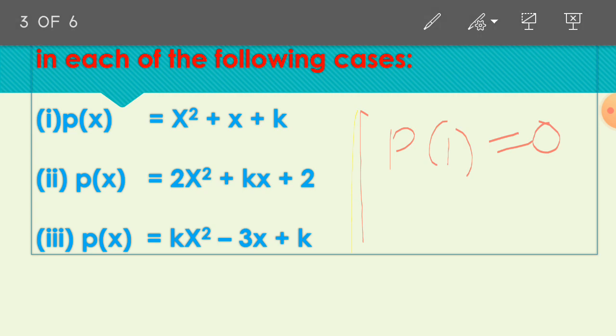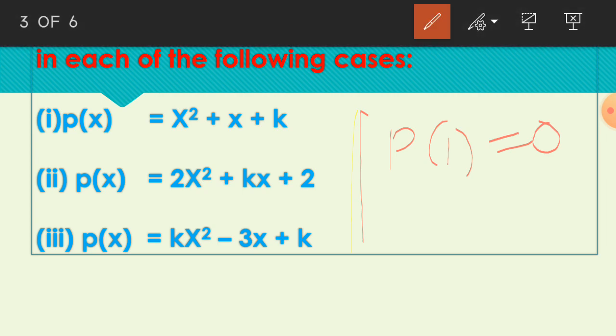So we have to check the symbol. If x minus 1, then p of 1, because here it is minus 1, we will take plus 1. If x plus 1, we will take p of minus 1. So just the opposite symbol we have to replace in place of x. Okay.